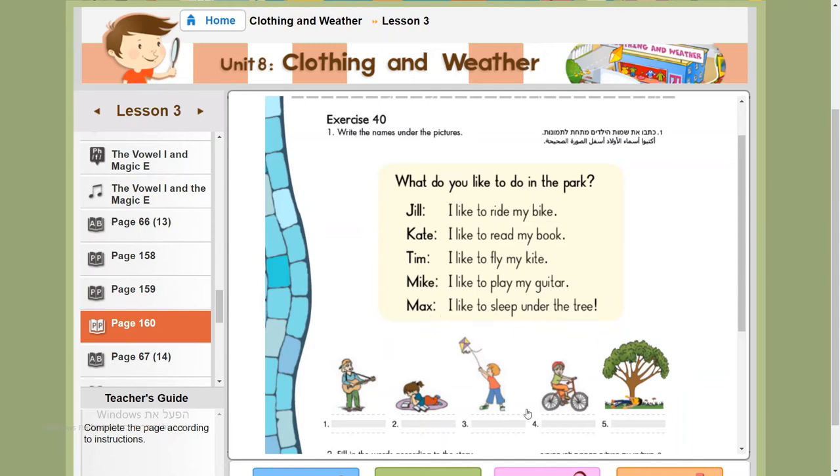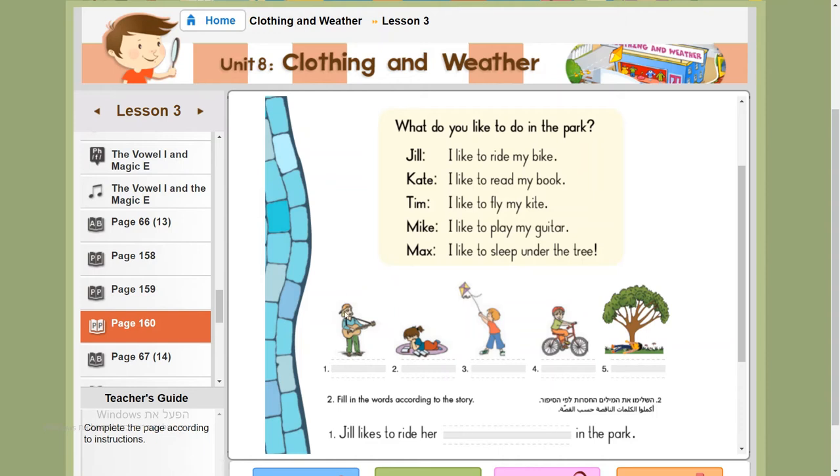So, did you write the names under the pictures? Okay, who is this? Look at the picture and tell me, what is he doing? He is playing the guitar. He is playing the guitar. Okay, who is it? Okay, what's the name of the boy? Great, he is Mike. Great, this is Mike. And this girl is reading a book. Great, who is she?